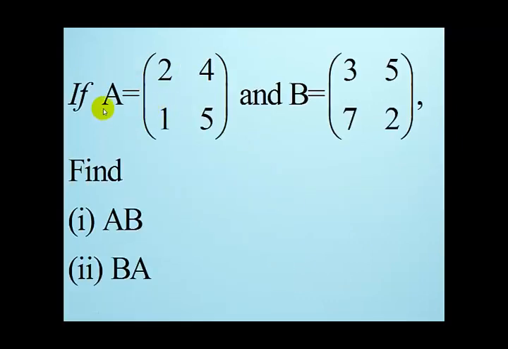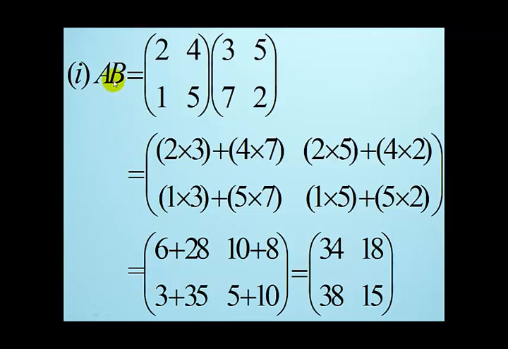Now, let's look at this example. If A equals [2, 4; 1, 5] and B equals [3, 5; 7, 2], find AB and BA. Now, AB is equal to [2, 4; 1, 5] times [3, 5; 7, 2]. If you remember, the first row multiplies the first column. So the first row in the first matrix is multiplying the first column in the second matrix. So 2 times 3 plus 4 times 7.